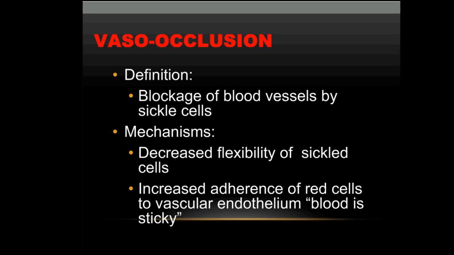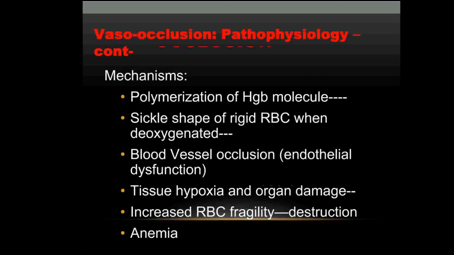When we talk about sickle cell disease and we talk about pain, part of that is because of the blockage of the blood vessels by the sickle cells. And how this happens is that you have decreased flexibility of the sickled cells, and an increased adherence of the red cells to the vascular endothelium. In other words, the blood is sticky. So it's not just that the cell is sickled and therefore blocks the flow, but it actually has a difference in how it adheres to the vascular endothelium.